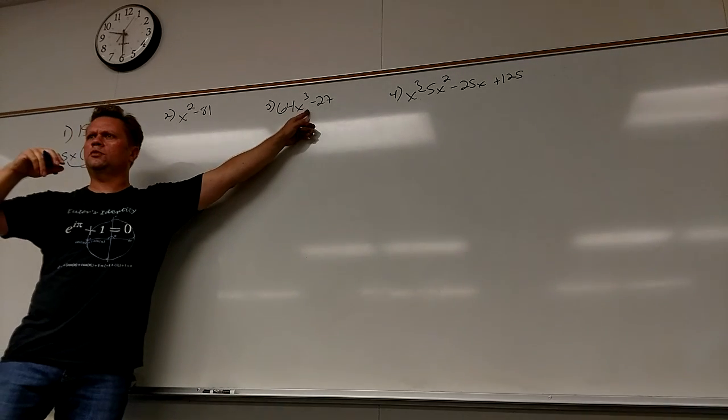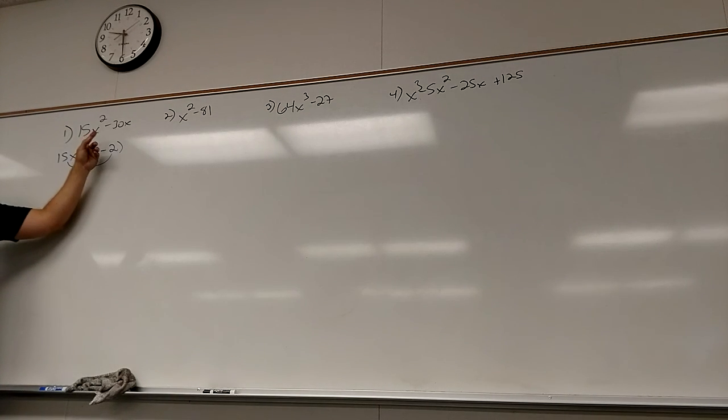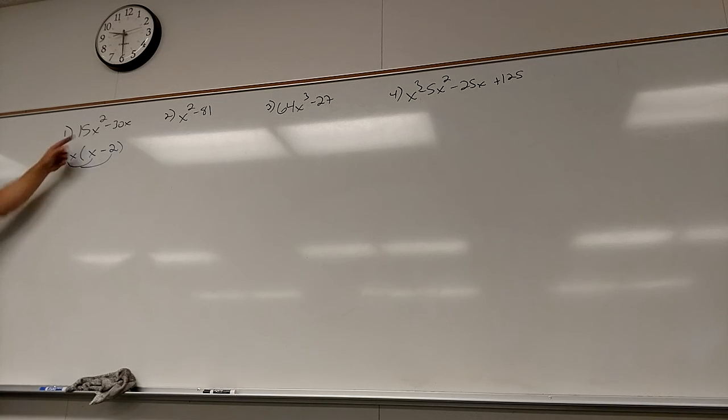This one would be a difference of cubes. Are we doing those? Yeah, we're doing these. Why didn't you put 5x on the outside and then just have x? It's sort of the same thing.